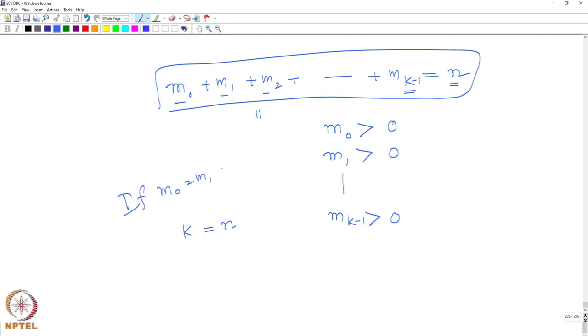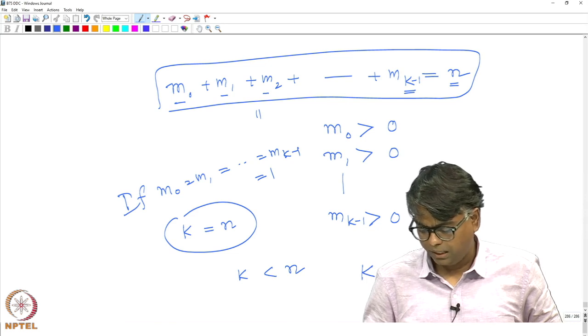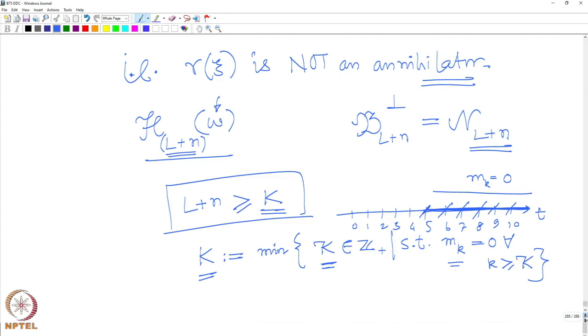If m0 equal to m1 dot dot dot equal to mk minus 1, all of them equal to 1, then we have k equal to n, but the moment any of them is strictly bigger than 1, we will have k to be strictly less than n, because these numbers are bigger than or equal to 1, yeah, strictly bigger than 0. So that is why in any case k will always be less than or equal to n, and that is what we wanted to prove, is not it. Yeah, we wanted to prove that L plus n is bigger than or equal to k. In fact, n is bigger than or equal to k. So that means this L plus n is always beyond the saturation point.